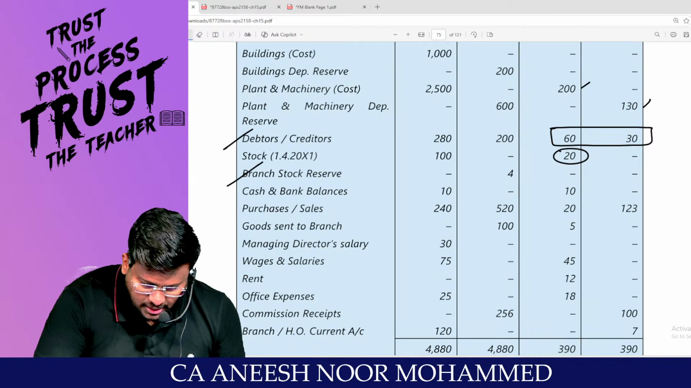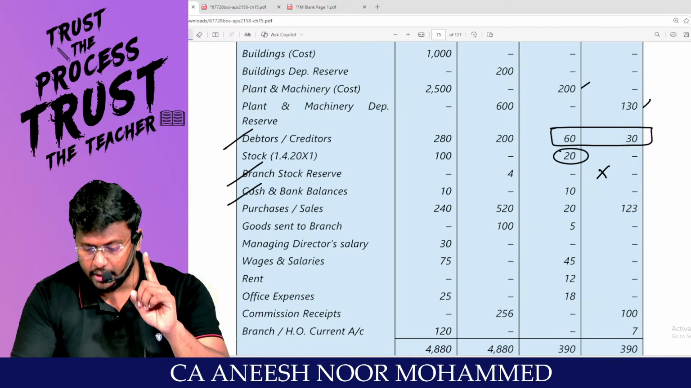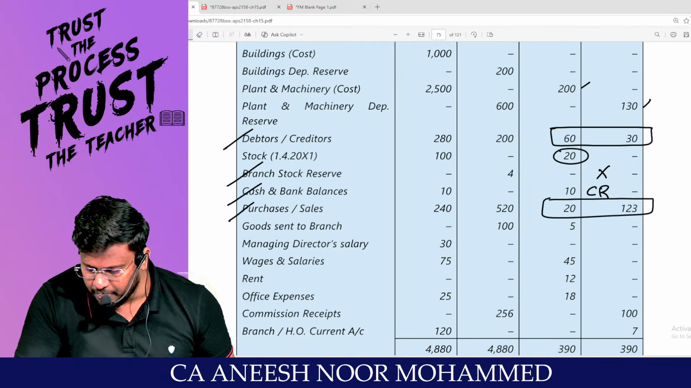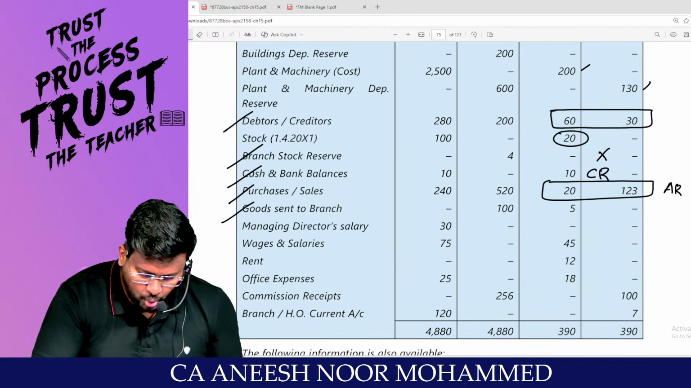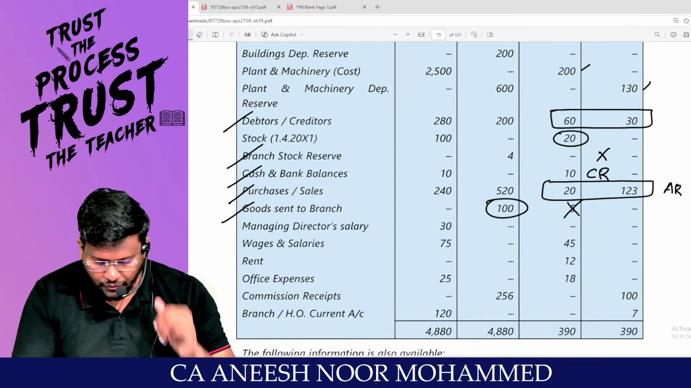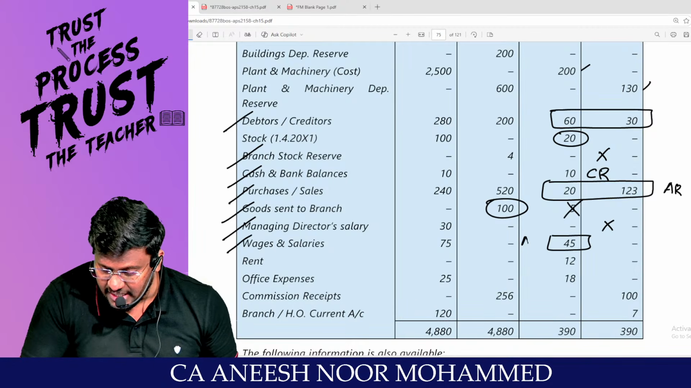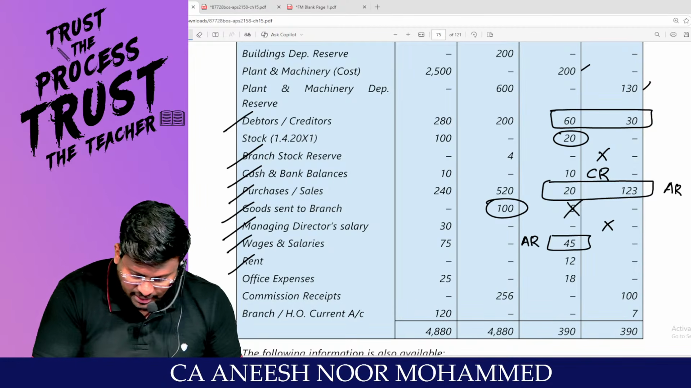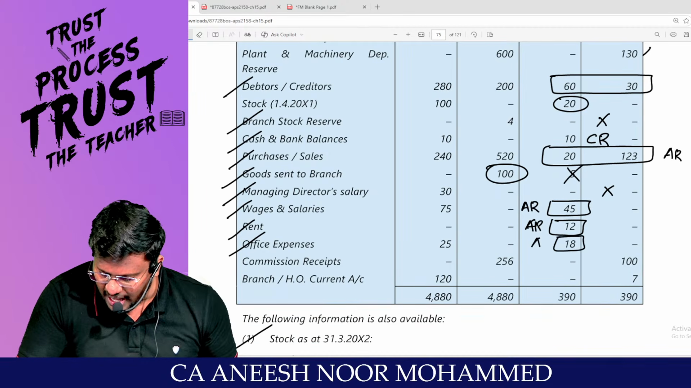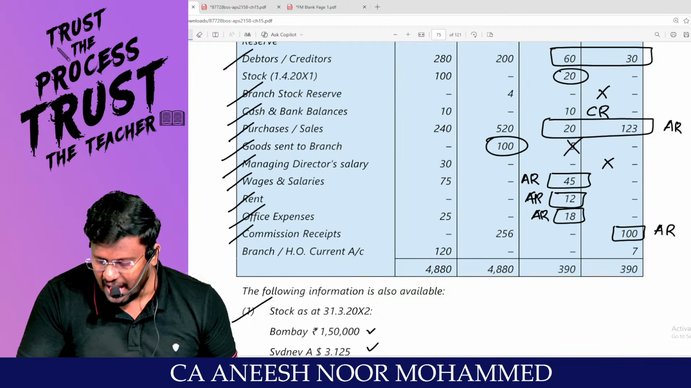Branch stock reserve, nothing is there. Cash and bank balance, monetary item. Monetary item should be valued at closing rate. Purchase and sales, average rate, because these are expenses and income. Goods sent to branch, don't take this, take the actual, because in our Indian books, actual figures are available. Managing director salary, nothing is there. Wages and salary, please take the average rate. Rent, please take the average rate. Office expenses, please take the average rate, because these are expenses. Commission receipt, it's an income, take the average rate.